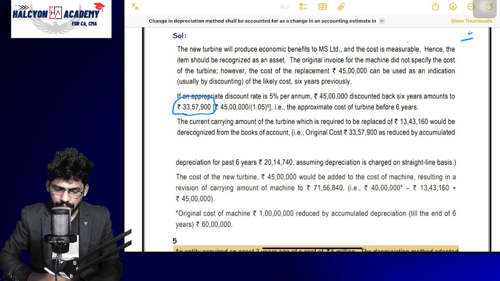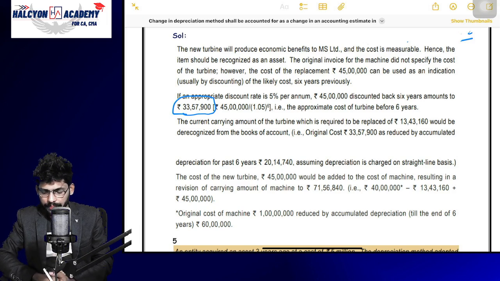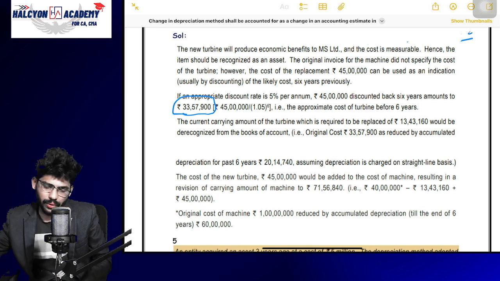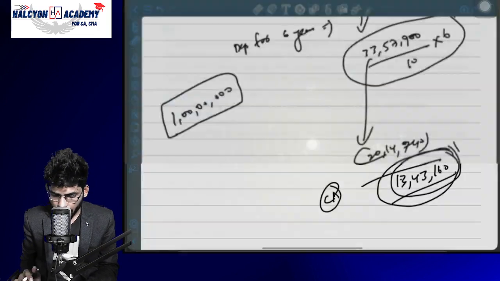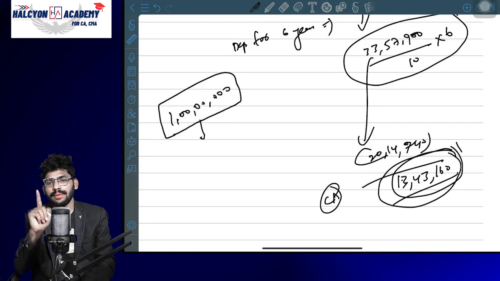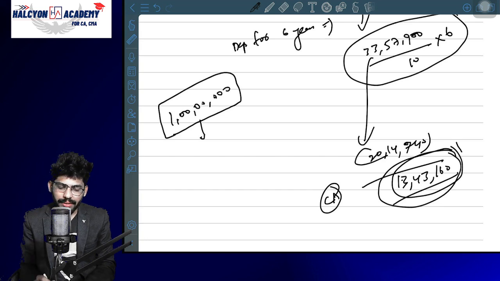Two minutes, guys. Please check the question once, and we'll give the solution. Okay, guys, see, come to the question. What is the total cost of the PP? 1 crore. How many years have we used that plant and machinery? 6 years.